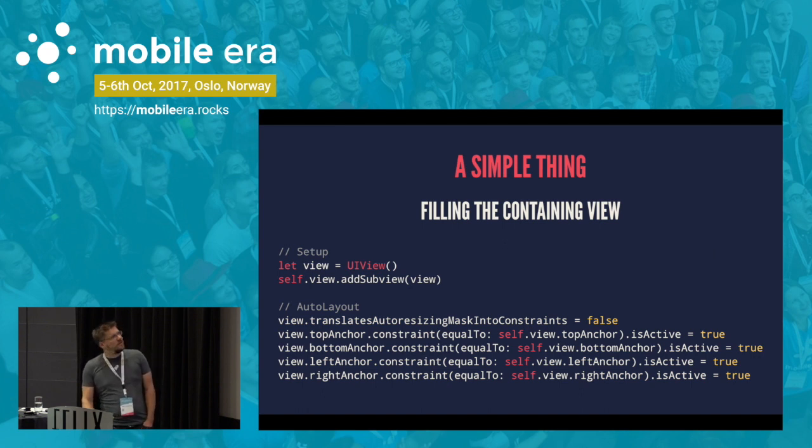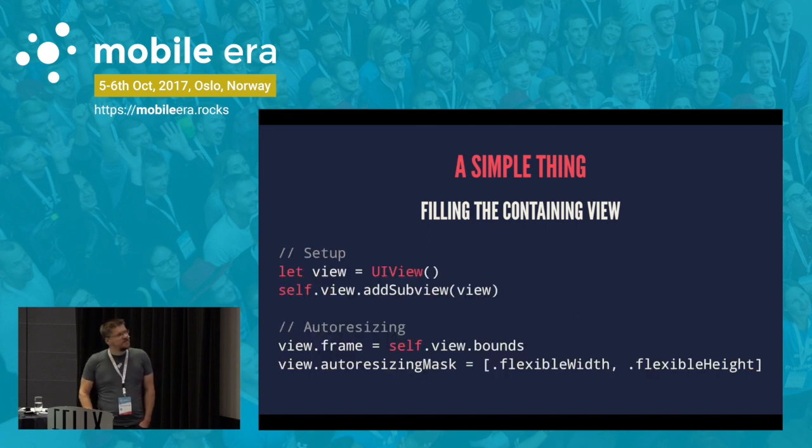I don't expect you to read this code. It's more about the quantity of it. This is the auto layout code required to just make a view match the size of its container. It's a pretty basic requirement, and that's quite a lot of code. You compare that to the old auto-resizing masks approach, and that's a lot simpler.